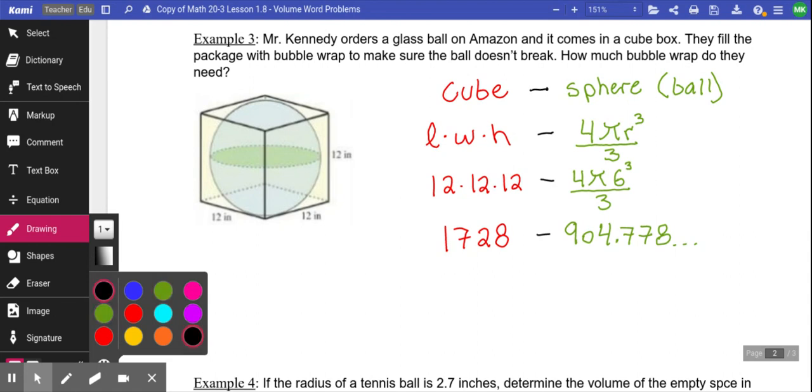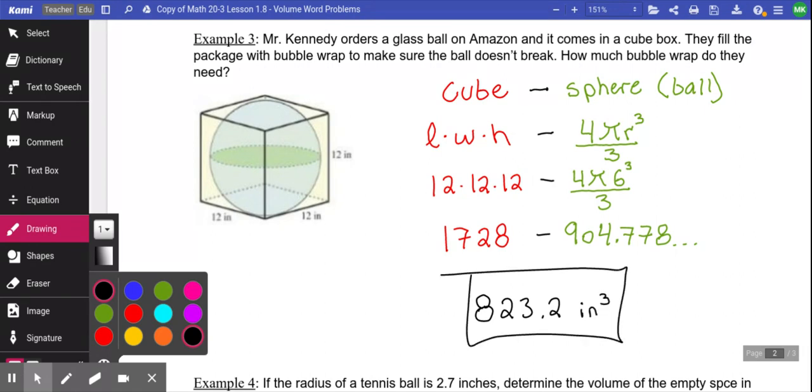If you calculate this, 1728, and then you subtract your answer, you get an answer of 823.2 inches cubed. So that's how much bubble wrap they would need. 823.2 inches cubed. That's how much bubble wrap you'd need. The gaps in the packaging, right? So you'd be filling that whole box so that nothing spills out.